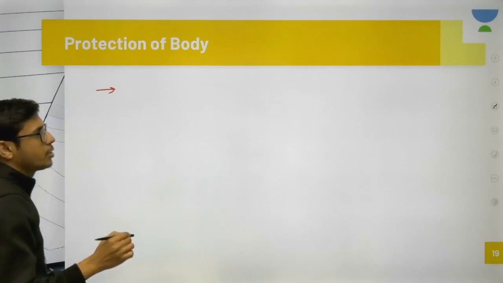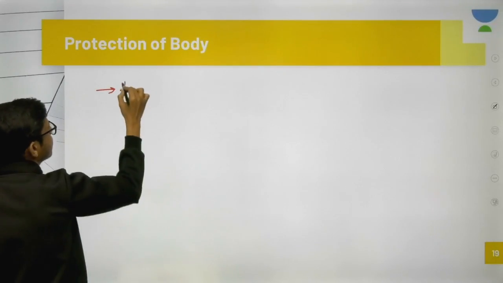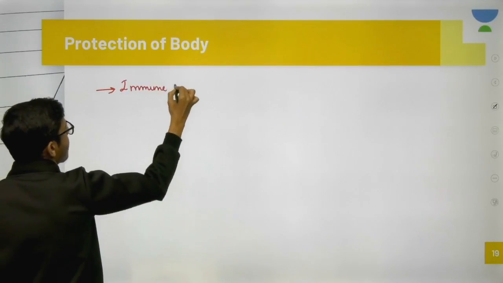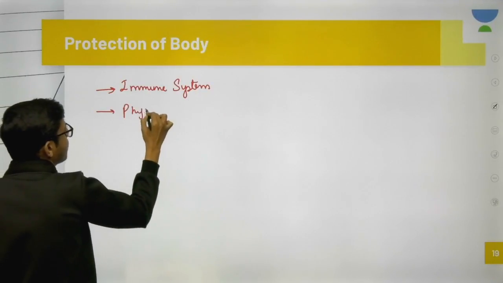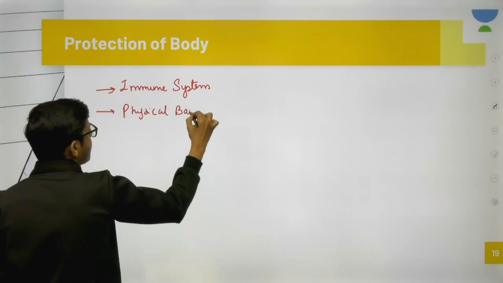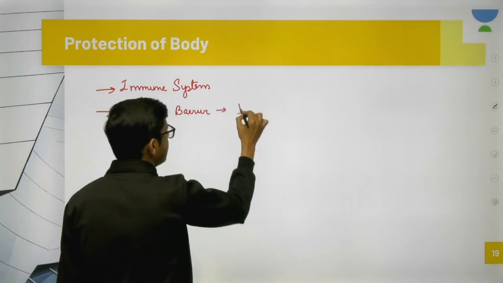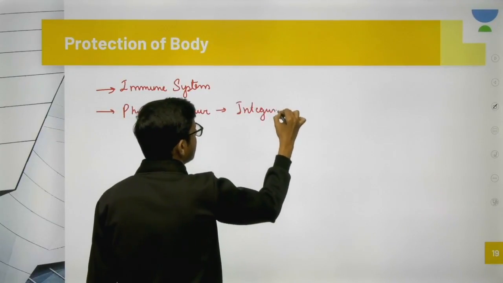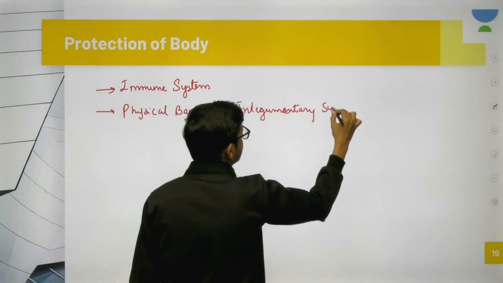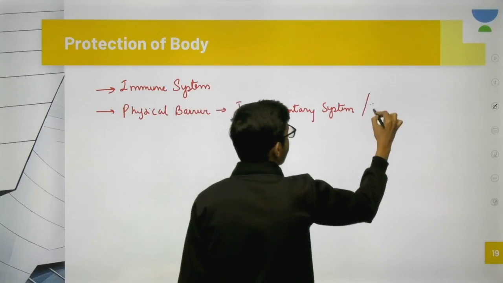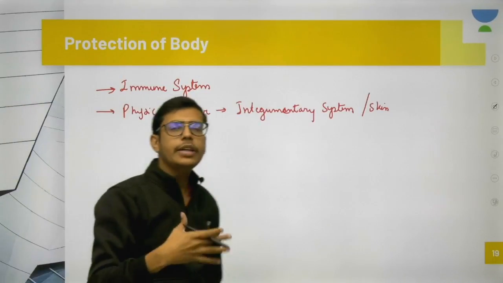So this is protection of our body. Protection takes place basically by two systems. One is the immune system, obviously, and the second would be my physical barrier, or my integumentary system or skin, right? So this would be a part of my physical barrier.